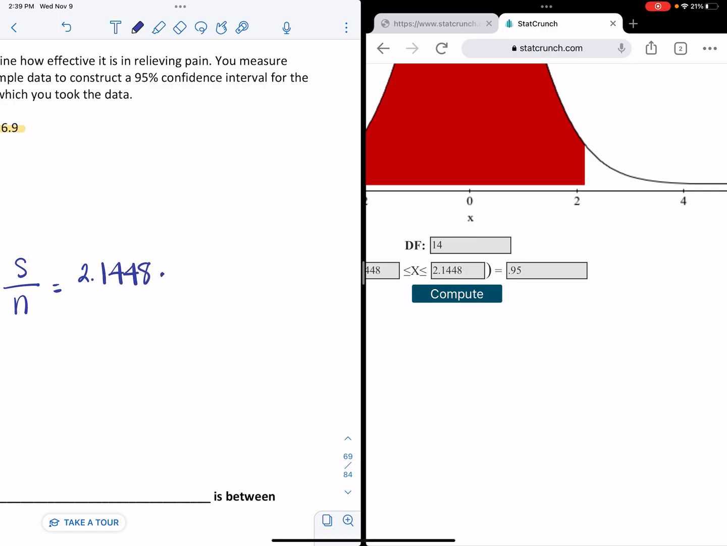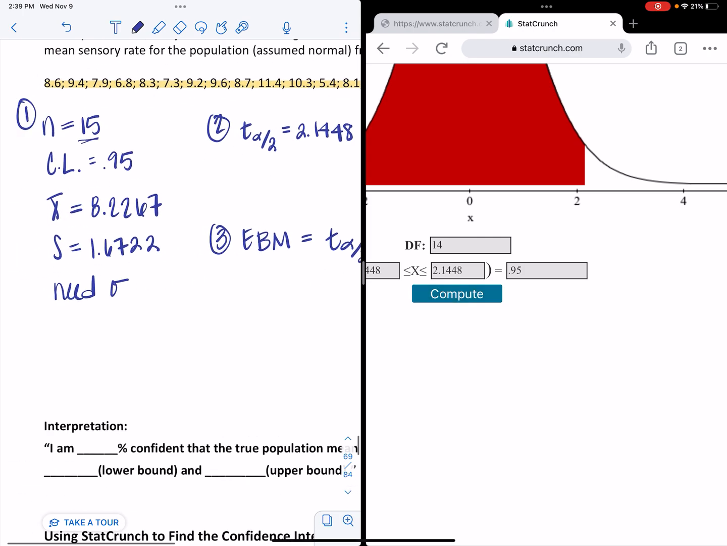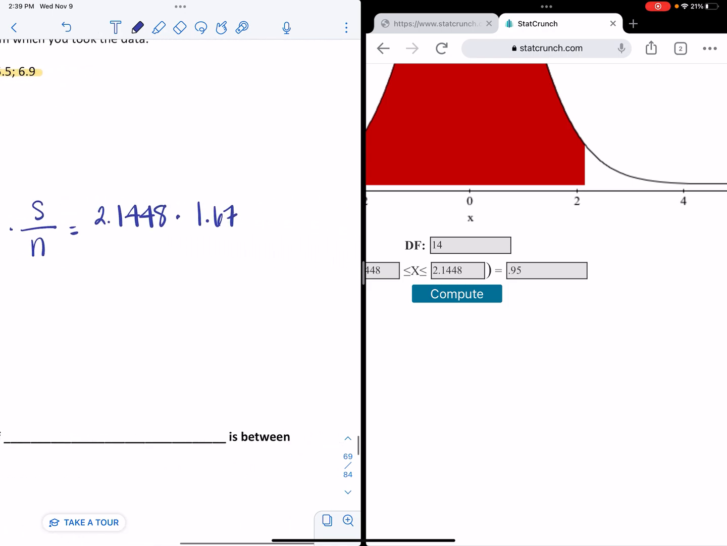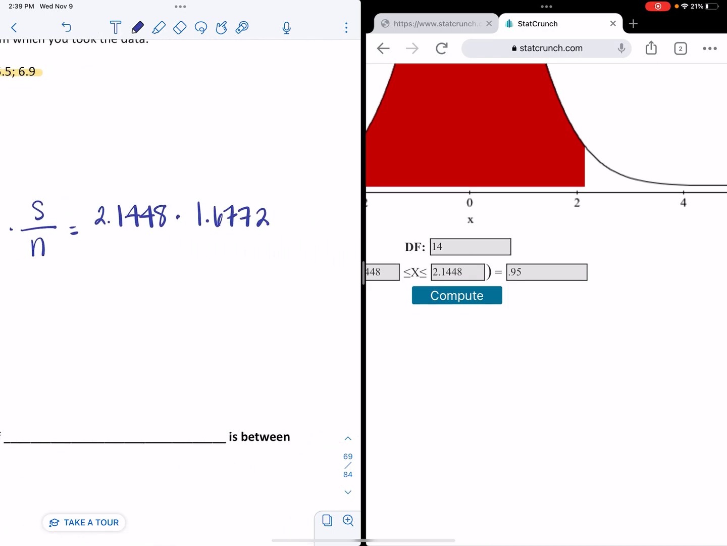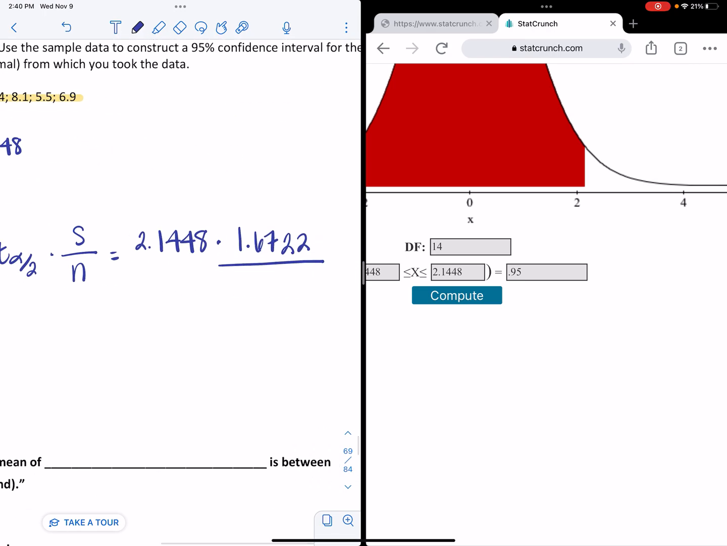I'm going to plug in what I know. My s value was 1.6722. And my sample size was 15. When I plug that in the calculator, and this should actually be the square root of 15, the square root of n, I end up with 0.926.